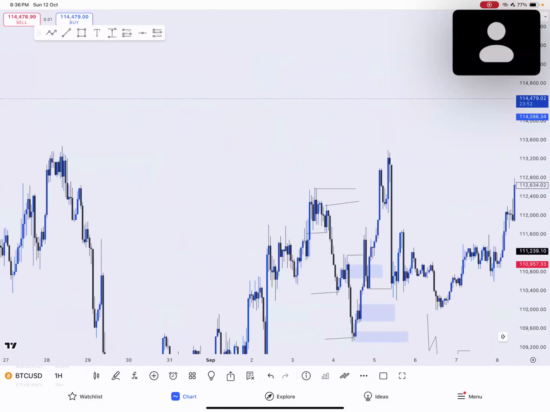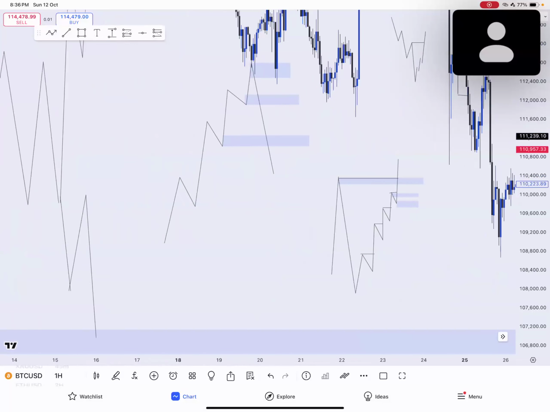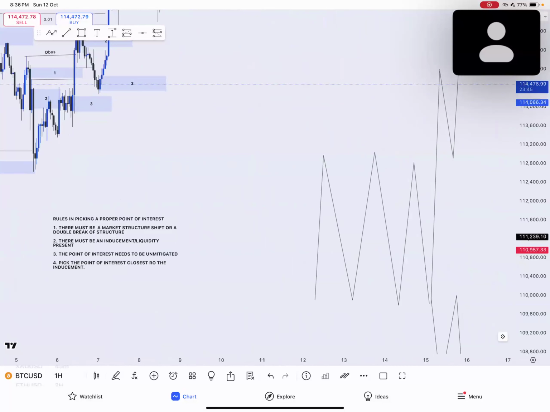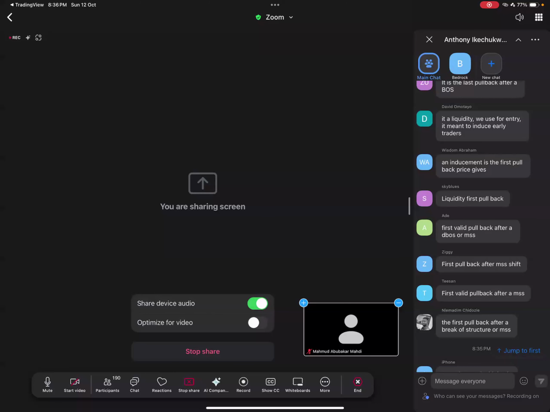So that is the first and second rule of picking a proper point of interest. The first rule says there must be a presence of a market structure shift or a double break of structure. And the second rule says there must be an inducement or liquidity present. Hope you guys are following me. I'm trying to slow down because I talk fast.